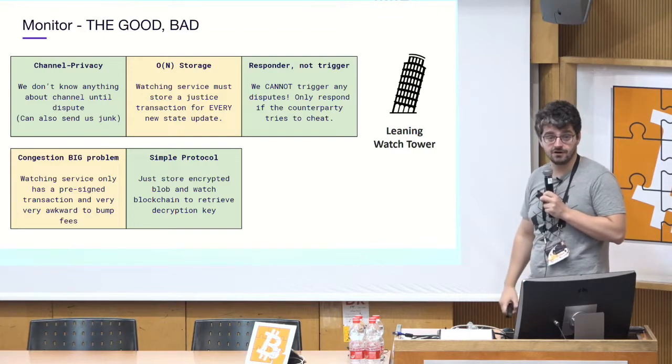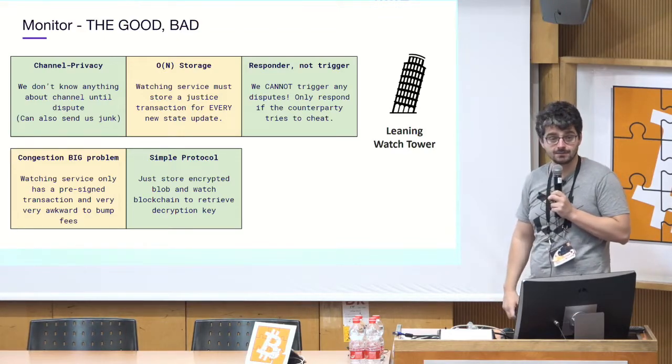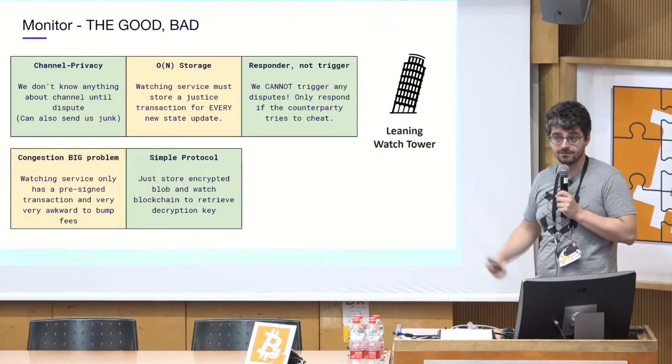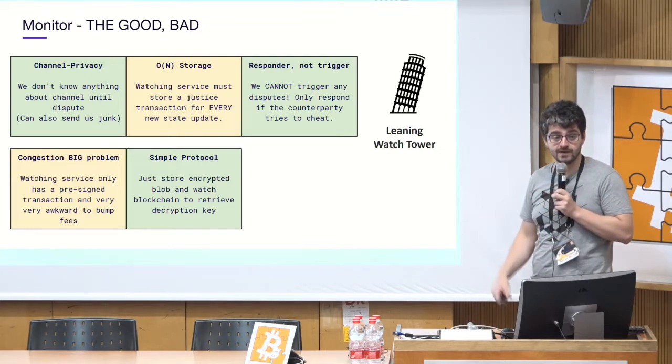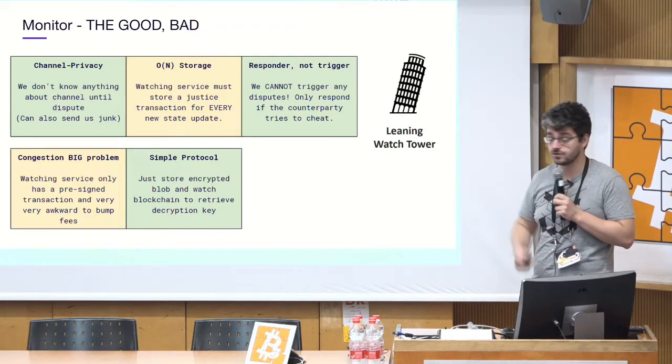If you don't set a good enough fee, the transaction won't get accepted into the network. And that's a big problem. This channel could be alive for, let's say, 2, 3, 4 weeks, and you gave me this justice transaction 4 weeks ago. You have to try to predict future fees.